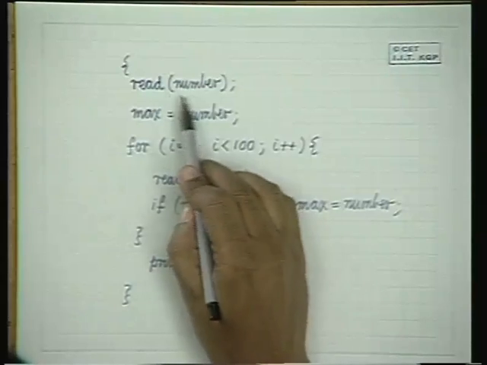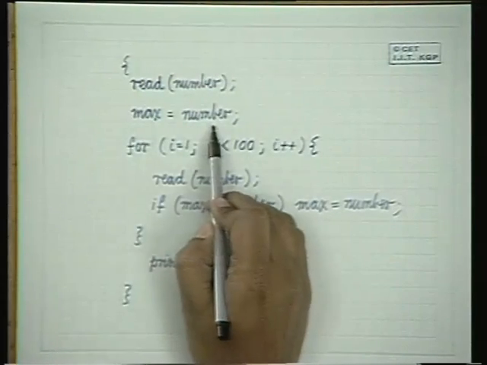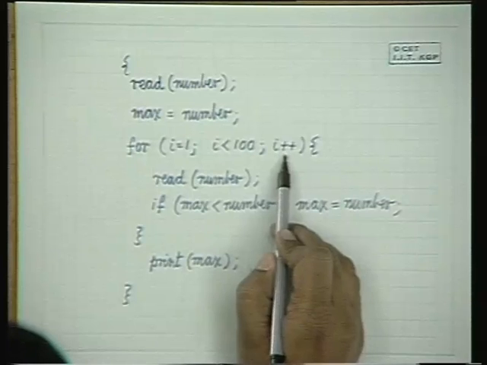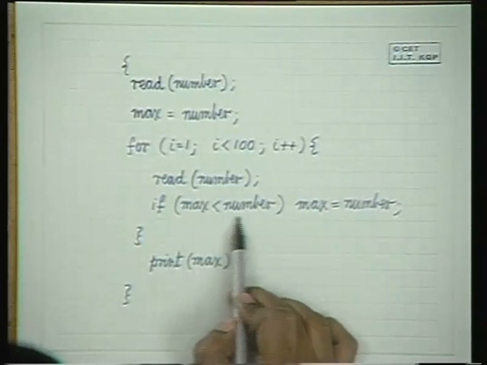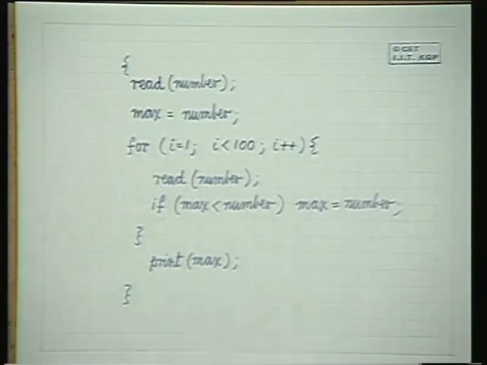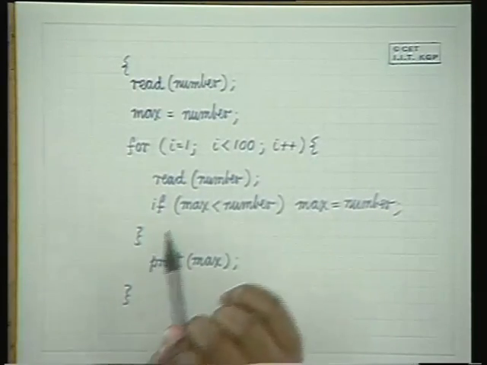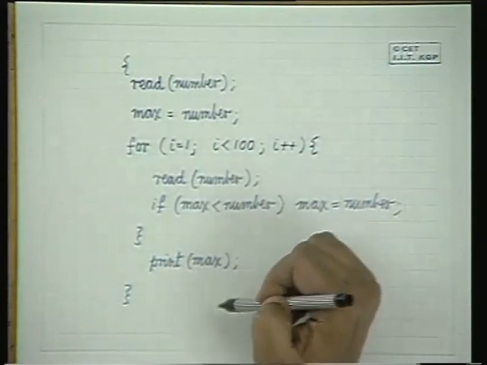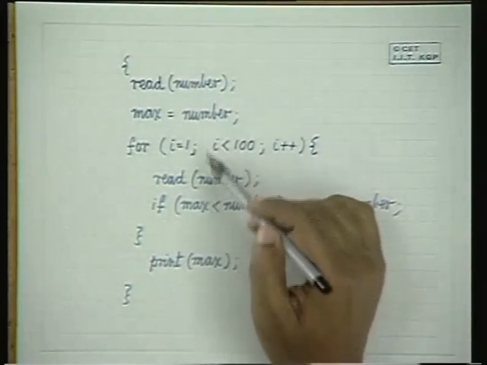For example, how would we compare programs to find the maximum of n, say 100, elements? Let us have a look at this program. We read a number, max equal to number, for i equal to 1, i less than n, i plus plus, read number, if max is less than number, max equal to number, print max. Now this will be converted to machine instruction code, but having a look at this code itself, we can make a reasonable assumption as to how many steps this is going to take.